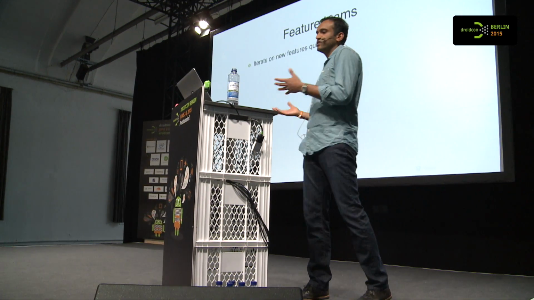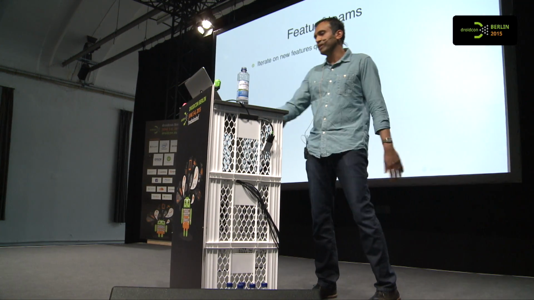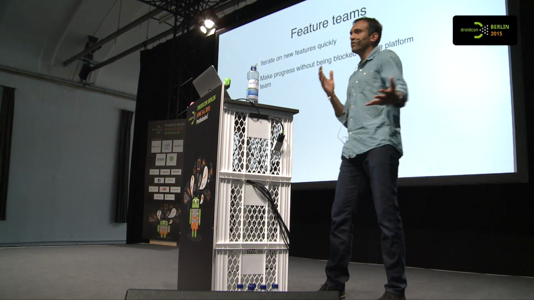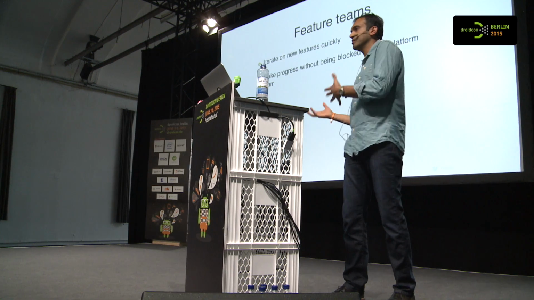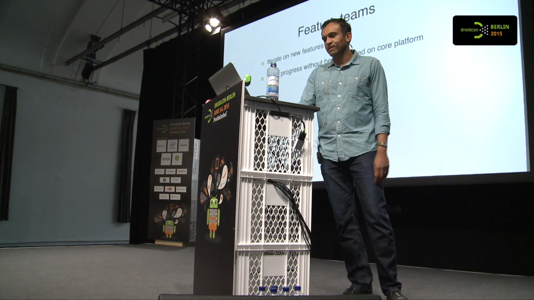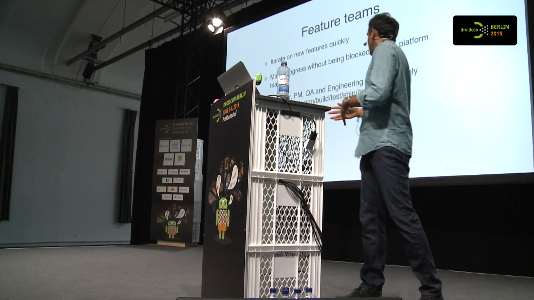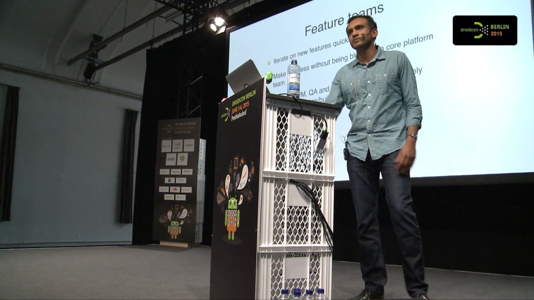And so what are the benefits of feature teams? Well, you can iterate very quickly on new features. You can make progress without being blocked on the Android experts. And you can have all the disciplines working very closely together to ship stuff. And also the important thing is that there's long-term ownership of features.